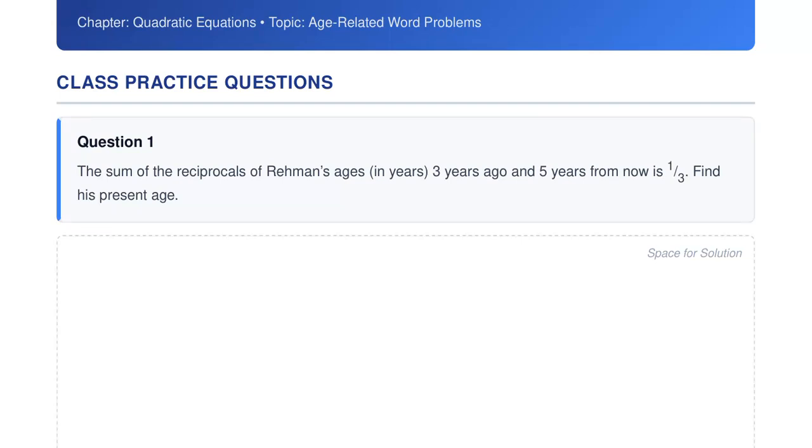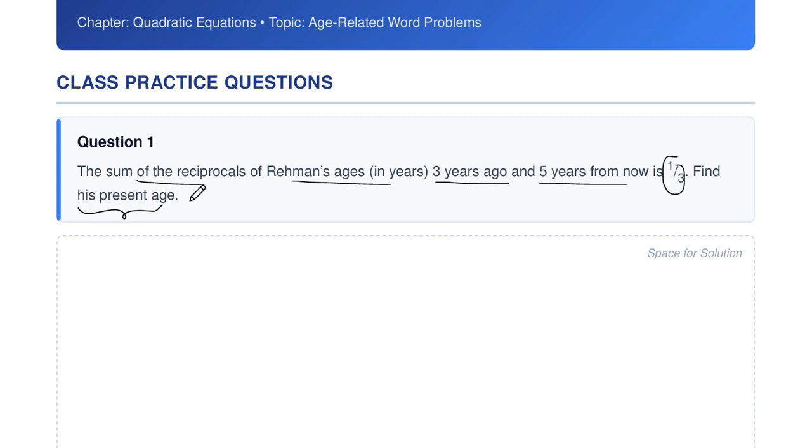Hello everyone. In this class I will show you how to convert any word problems into mathematical equation form. So look at question number 1. The sum of the reciprocals of Raymond's age 3 years ago and 5 years from now is 1 by 3. Find the present age.